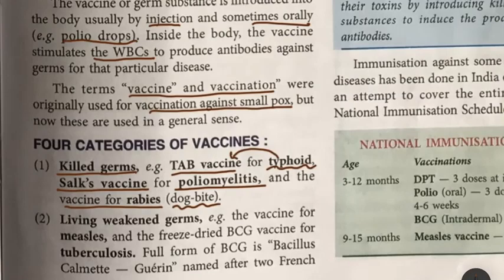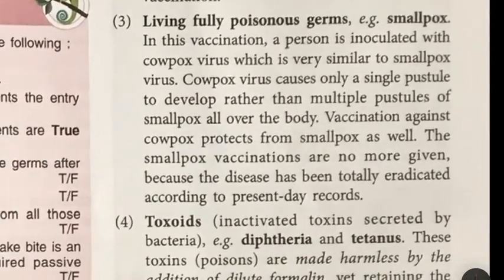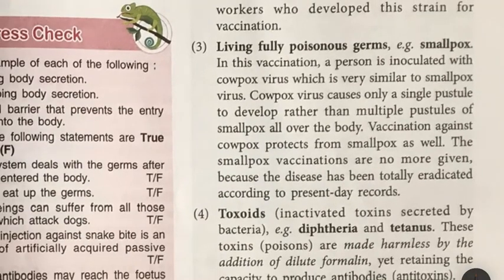Next is living weakened germs. These germs are living, but they have been made very, very weak. For example, the vaccine for measles, and the freeze-dried BCG vaccine for tuberculosis. Please remember the full form of BCG is Bacillus Calmette-Guérin. Calmette and Guérin are the names of two French workers who developed this strain for vaccination.